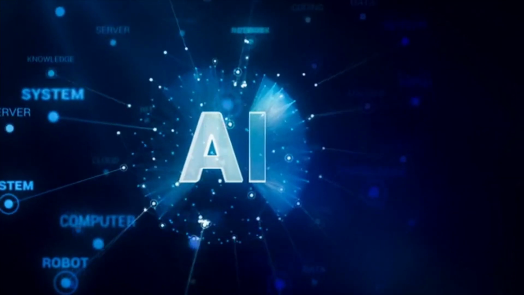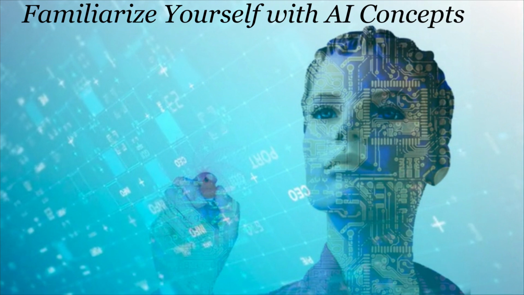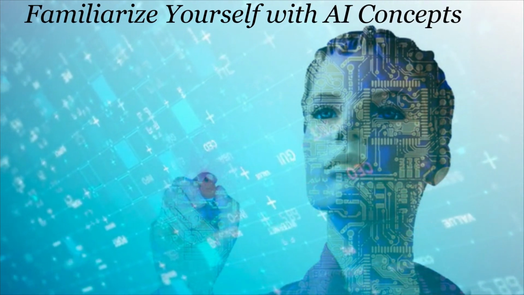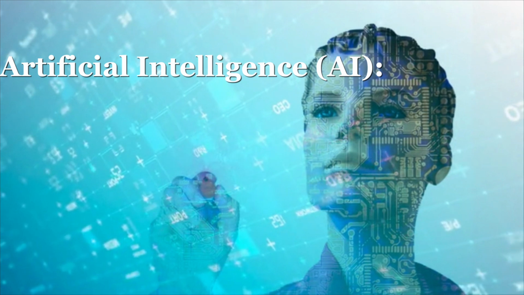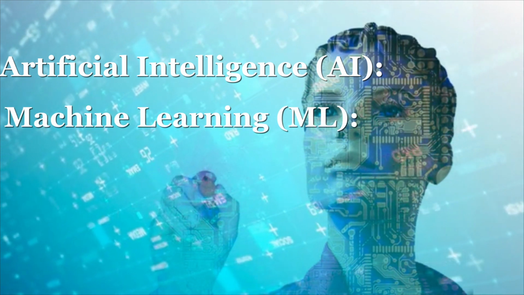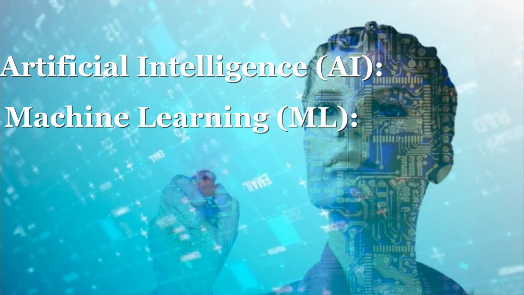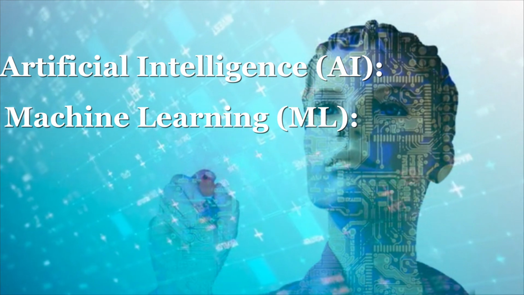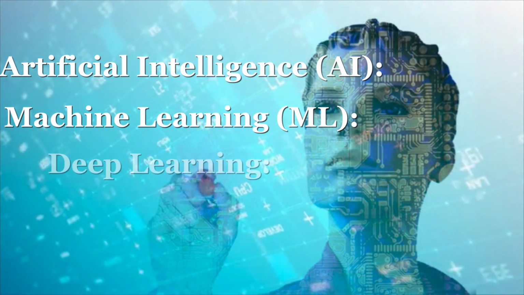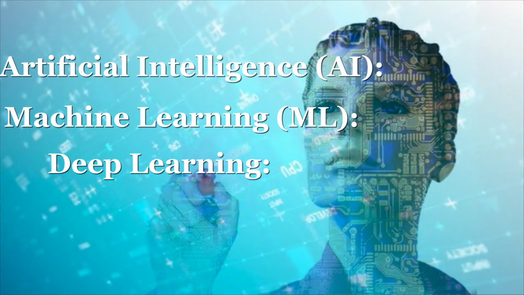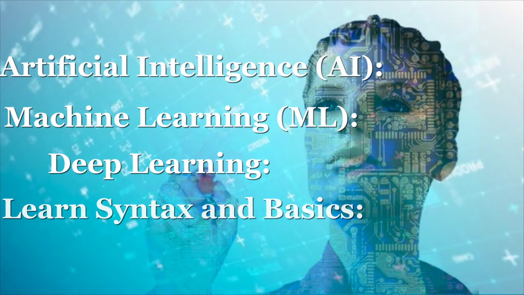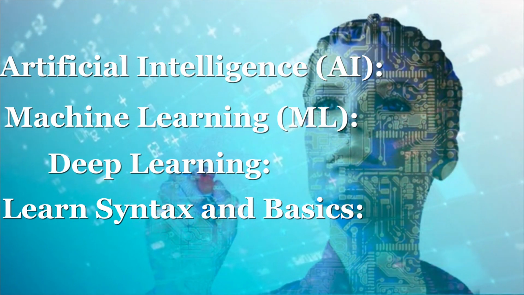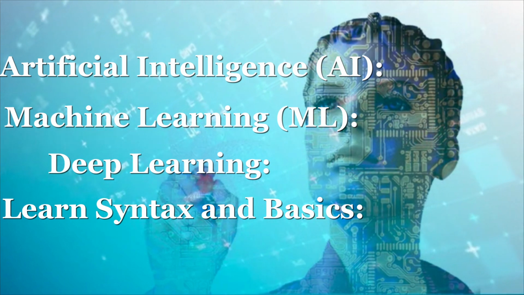Before jumping right into generative AI, it is very important to understand the basics of artificial intelligence and machine learning. The students will begin with learning key concepts such as artificial intelligence, the simulation of human intelligent processes by machines; machine learning, a subset of AI that involves training algorithms to make predictions or decisions based on data; deep learning, a subset of ML that uses neural networks with many layers to analyze various factors of data. Learn syntax and basics. Familiarize yourself with Python syntax and basic programming concepts.